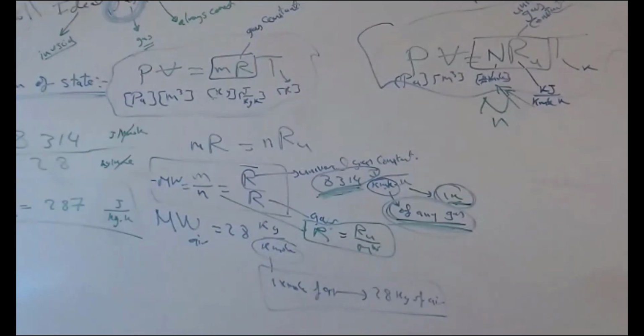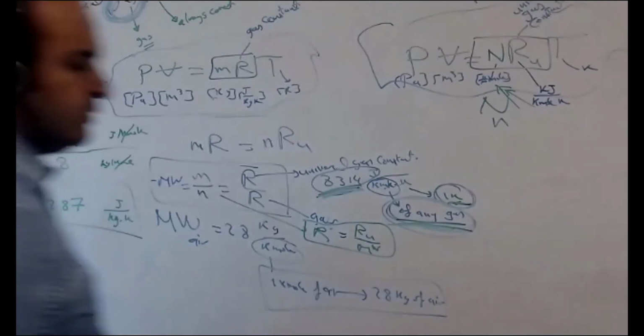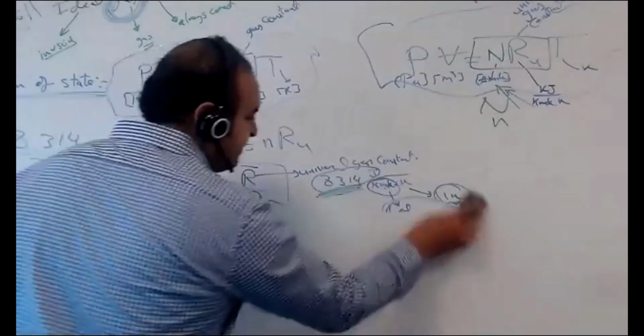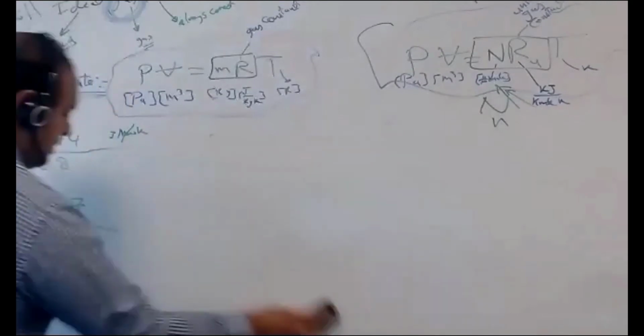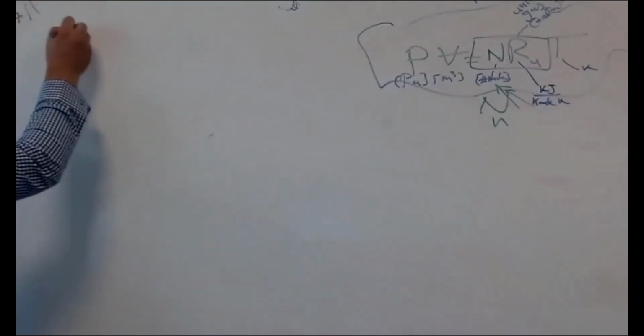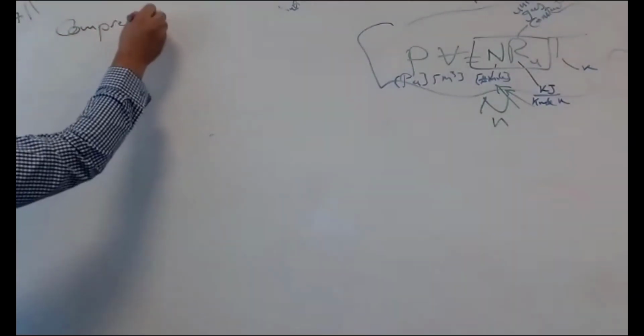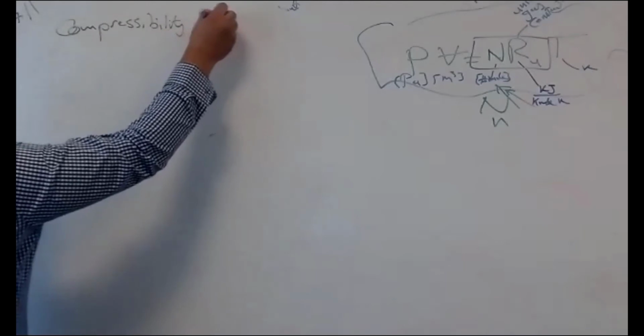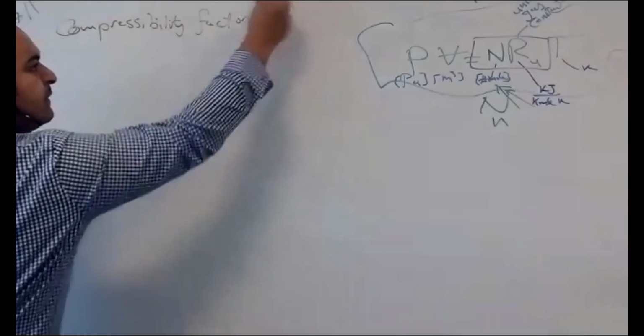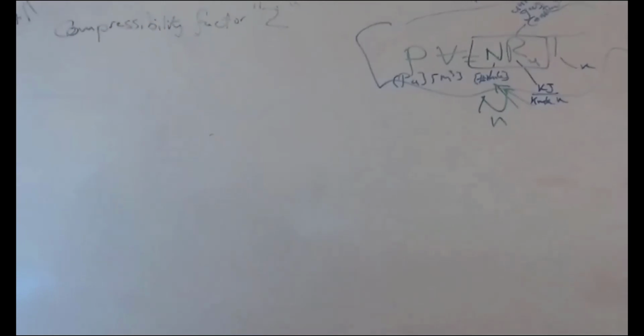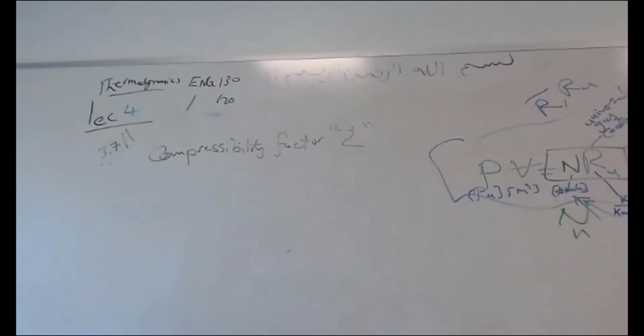Okay, let's take the last definition, which is the compressibility factor. This is an important problem. You're going to see it in the midterm, maybe in the final. This is called the compressibility factor. I think it's in the following section, 3.7, yes, 3.7, compressibility factor, Z, a new definition. Can you see it, guys?